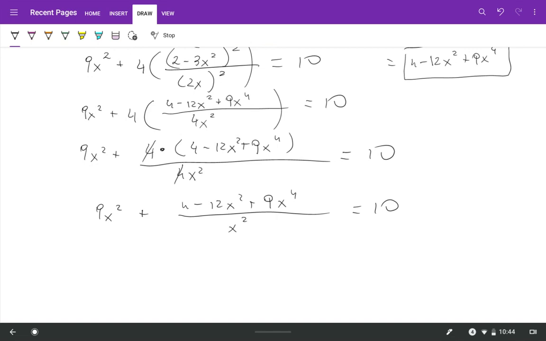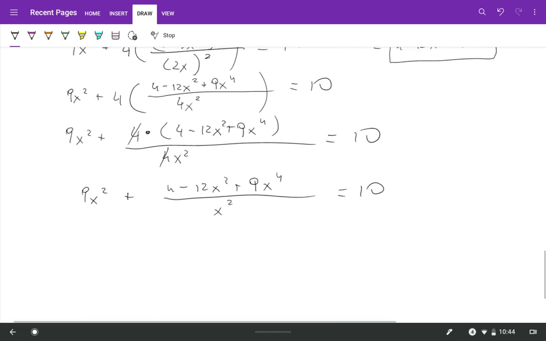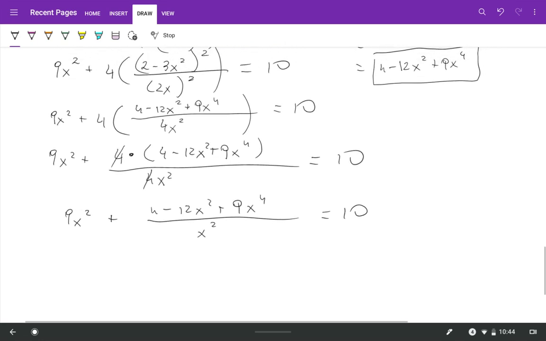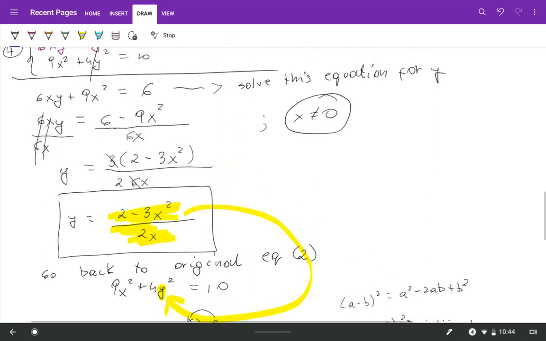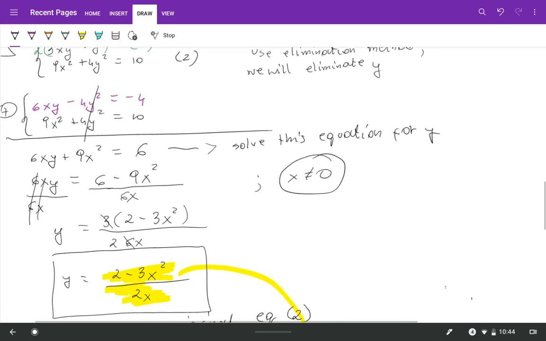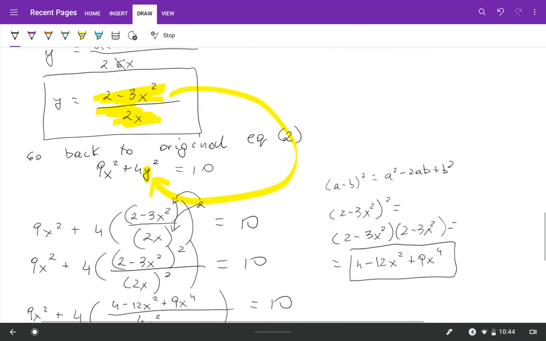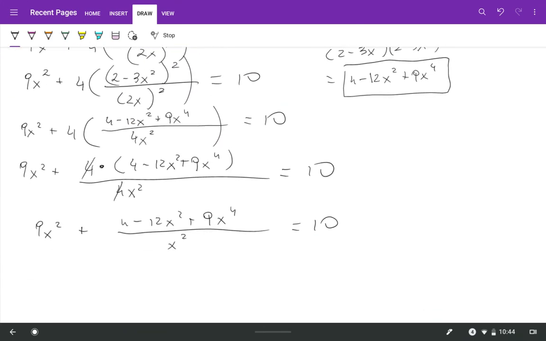So I think the best way to solve this one will be by multiplying. Like you see, you have a fractional rational expression, so by multiplying the left and right sides of this equation by x squared, at least we can remove that fraction. And of course, we gave the condition before that x cannot be equal to 0. Okay, so now to solve this one, we're going to multiply all by x squared.